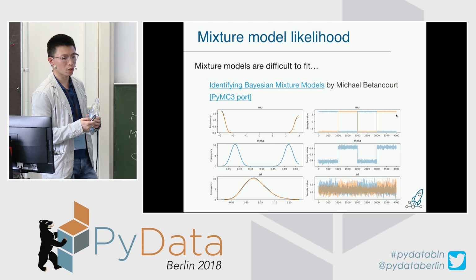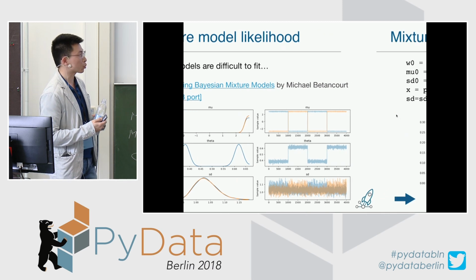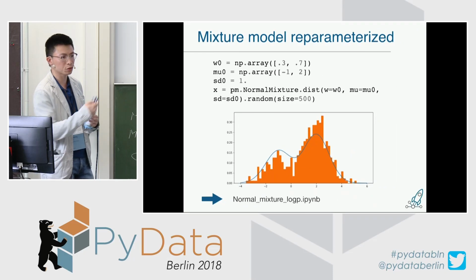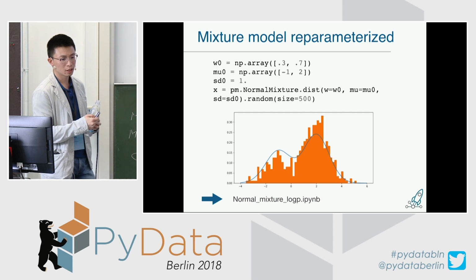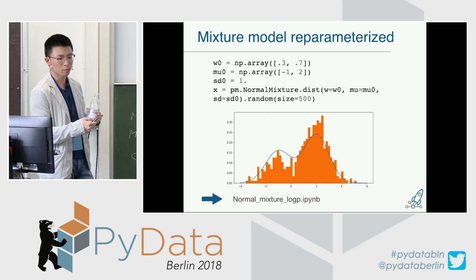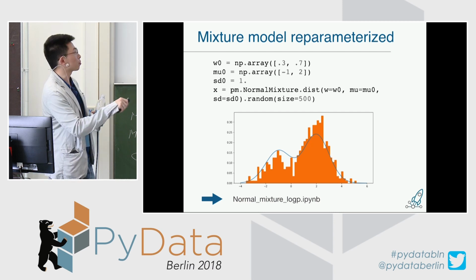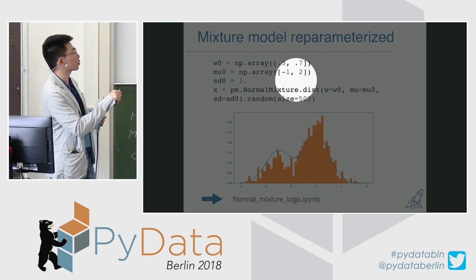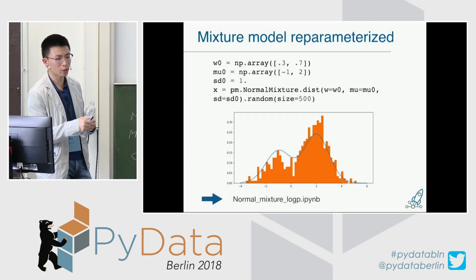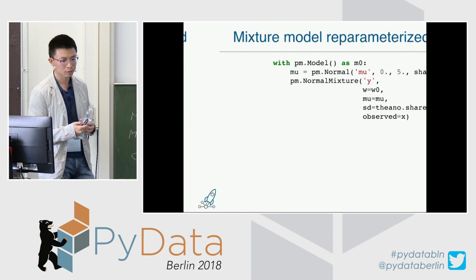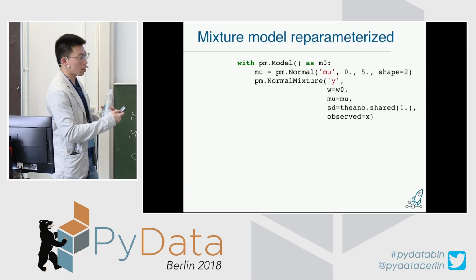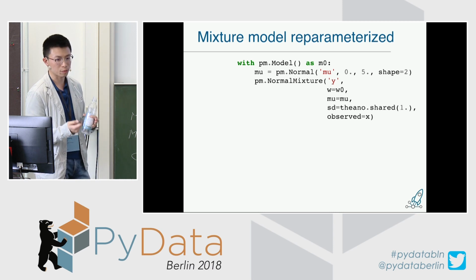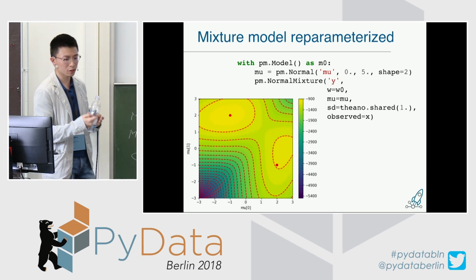And so how do we deal with these problems? Usually there's two ways. So let's take a concrete example. Okay, this is the observed data, with the normal mixture distribution, with the means being -1 and 2, and the weights being 0.3 and 0.7. And if we map out what the likelihood space looks like, it looks something like this.